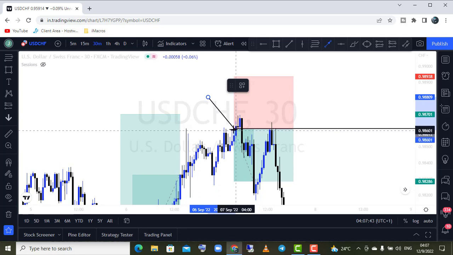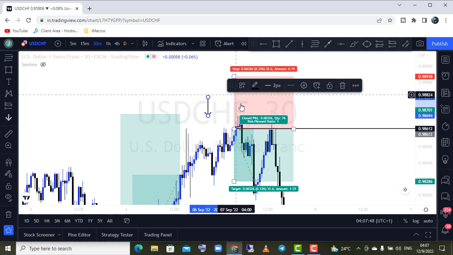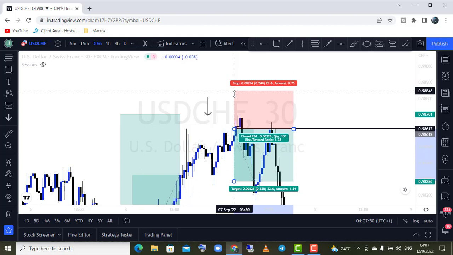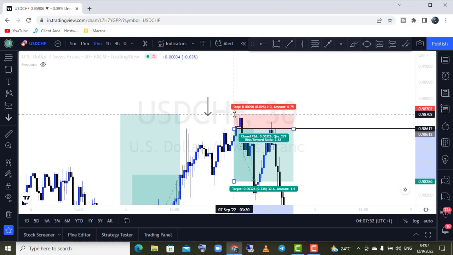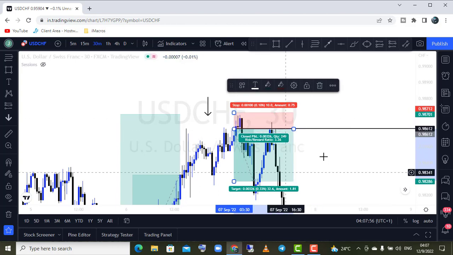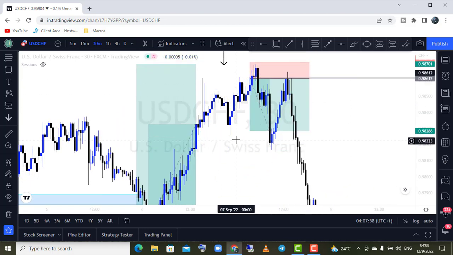Me, I do take mine from the open or the wick of it. So this is like I think a 10 pip SL or so for me. Okay, yeah, practically I just leave it at 10 pip, give it some room to breathe. 10 pip SL, and then look, guys, look.